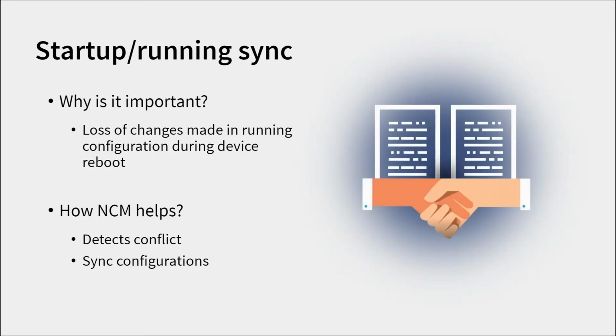Now let's move on to startup and running configuration. Startup configuration is the configuration which appears when a device is rebooted. Running configuration will be the configuration which you will be using to make current changes. For example, there is a vulnerability and you have made a configuration change to fix the vulnerability, but you forgot to sync the running and startup configuration. So while reboot, the bug will not be abolished because it will still be there because of the non-sync. This is why you need to sync the running and the startup configuration. How NCM helps is it will automatically detect all the conflicts and it will help you to sync the configuration in one step.